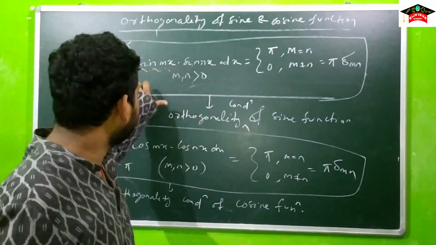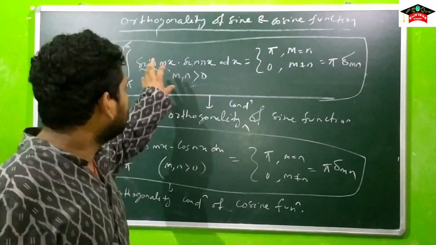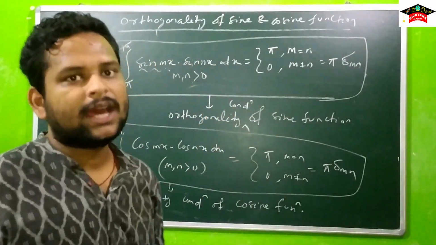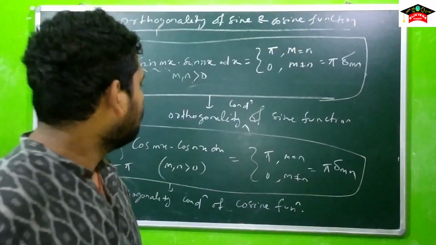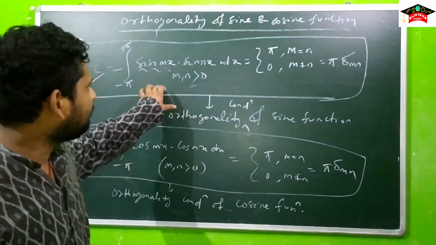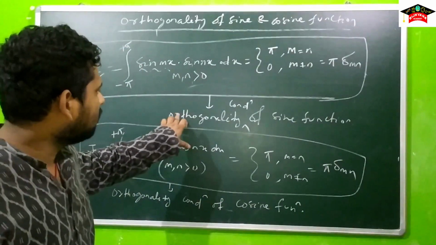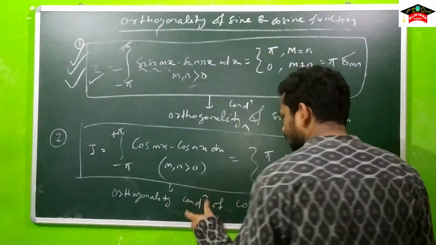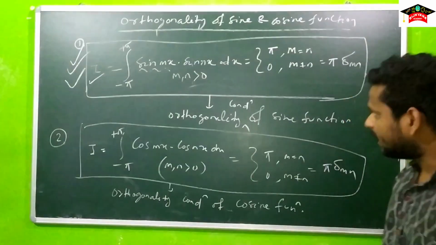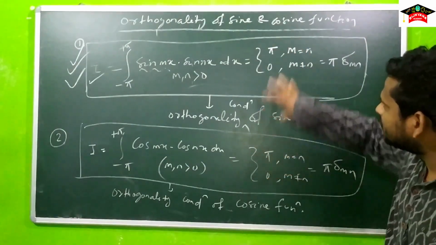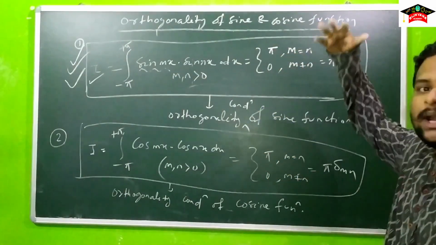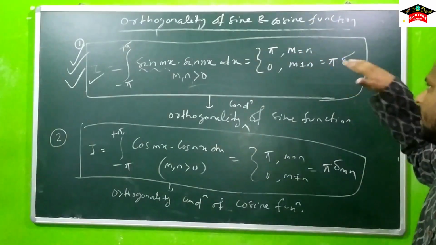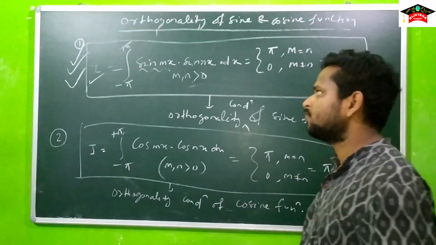The dot product is replaced by the integration operation, and the functions Ei and Ez are replaced by either sine function or cosine function. If you take the sine function, the condition is called orthogonality of sine function, and if you take the cosine function, it is called the orthogonality of cosine function. And these conditions are also equivalent to that of the coordinate system orthogonality condition. So hence it is called the orthogonal condition.